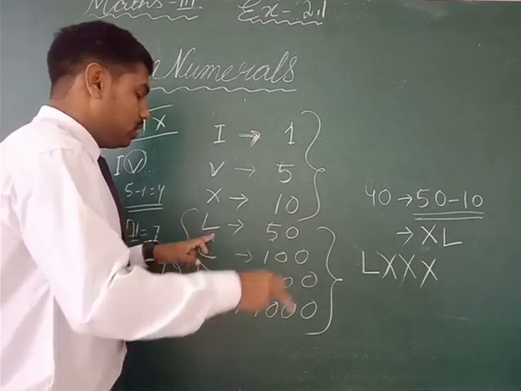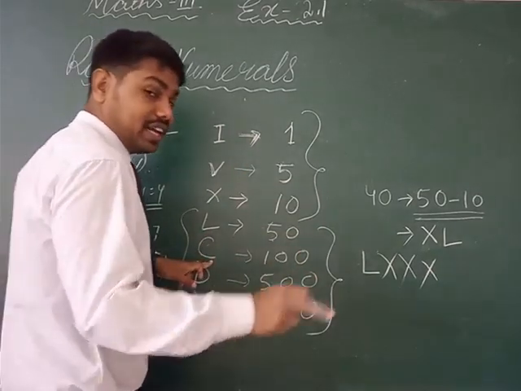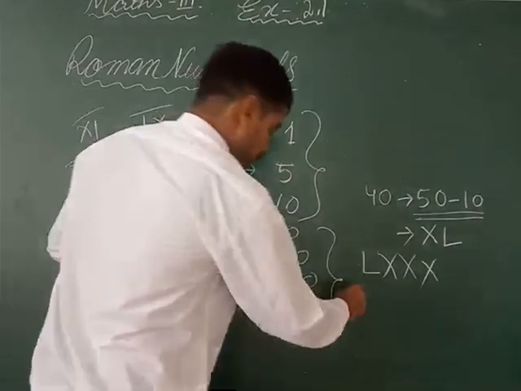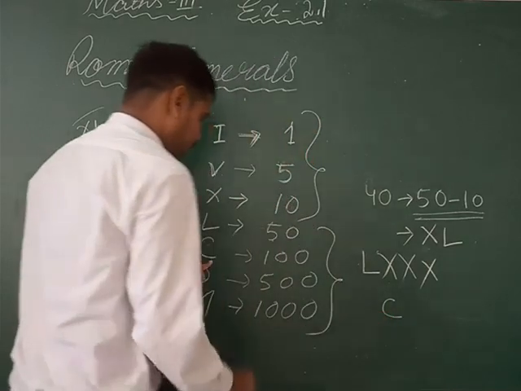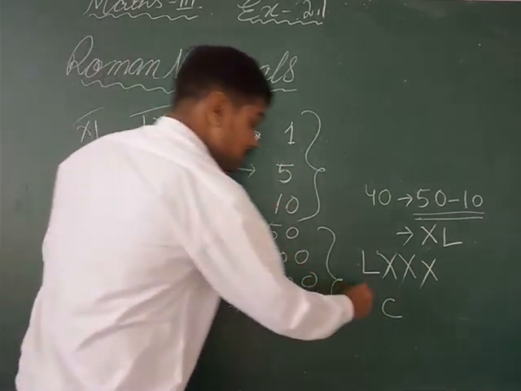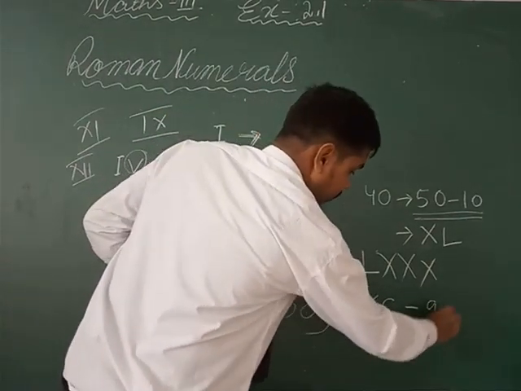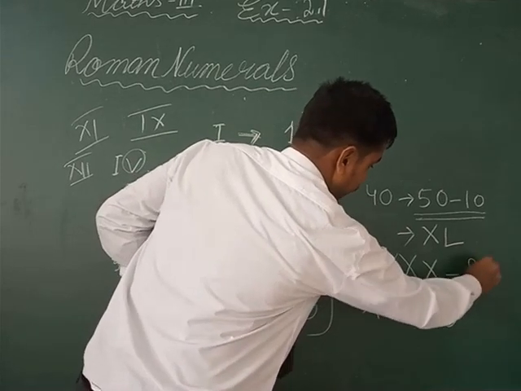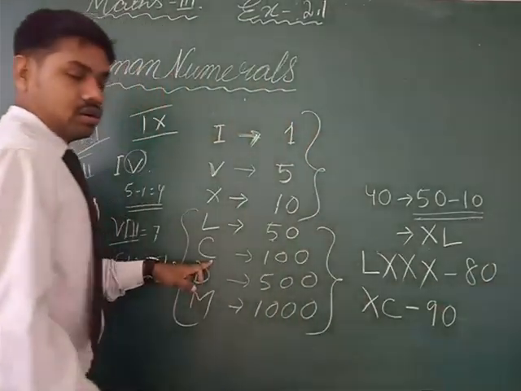For 90 we will subtract 1 from the 100. I mean 10 from the 100. So 100 we know C. Okay, and if you subtract 10 means x. So xc will be 90. This will be 80. Okay.